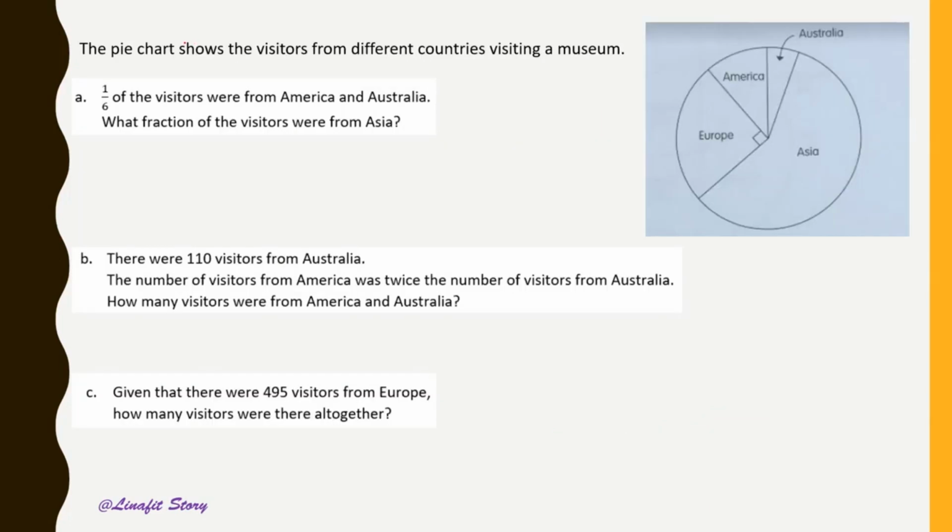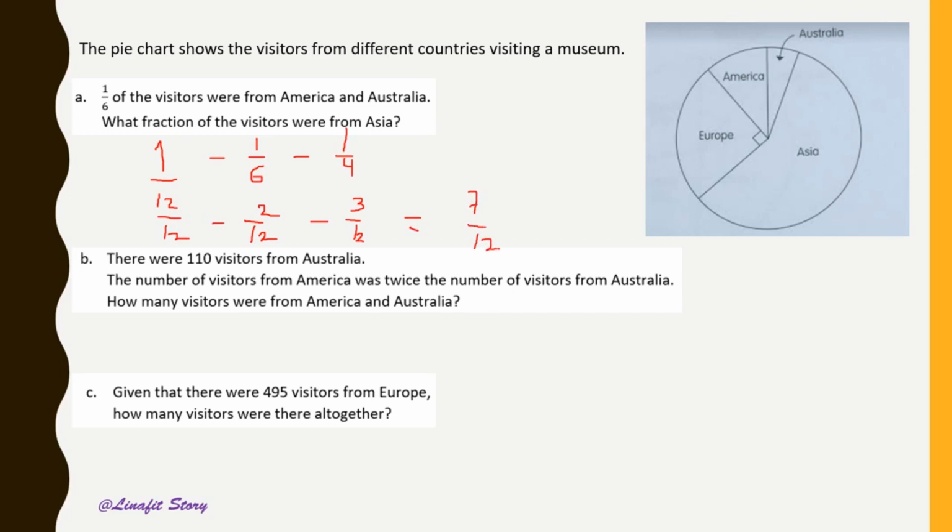The pie chart shows the visitors from different countries visiting a museum. 1/6 of the visitors were from America and Australia. What fractions of the visitors were from Asia? So 1 whole minus America and Australia is 1/6 minus Europe 1/4. So we'll make it into out of 12. So 1 whole here means 12 out of 12 minus 2 out of 12 minus 3 out of 12 equals 7 out of 12.